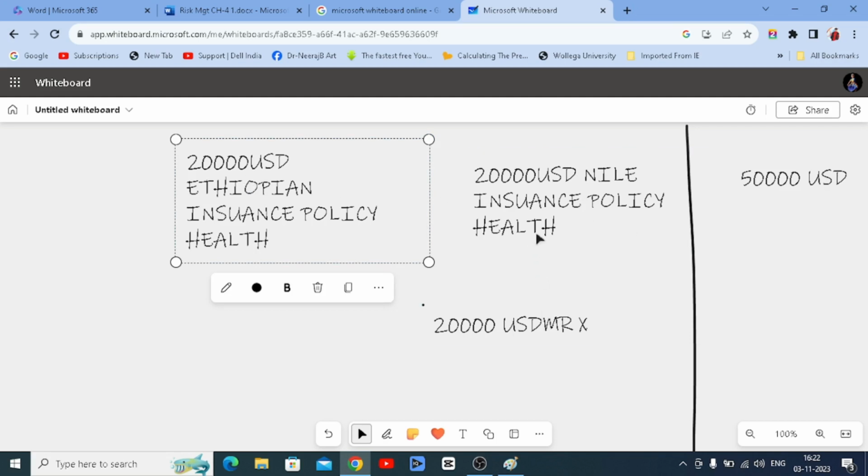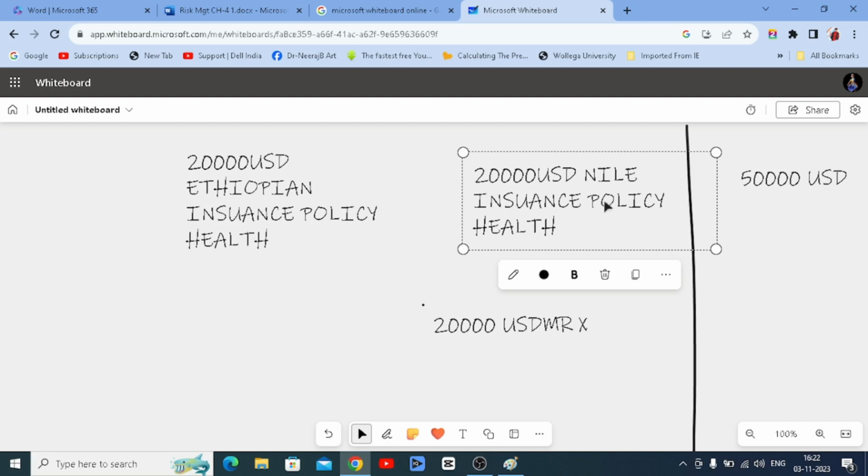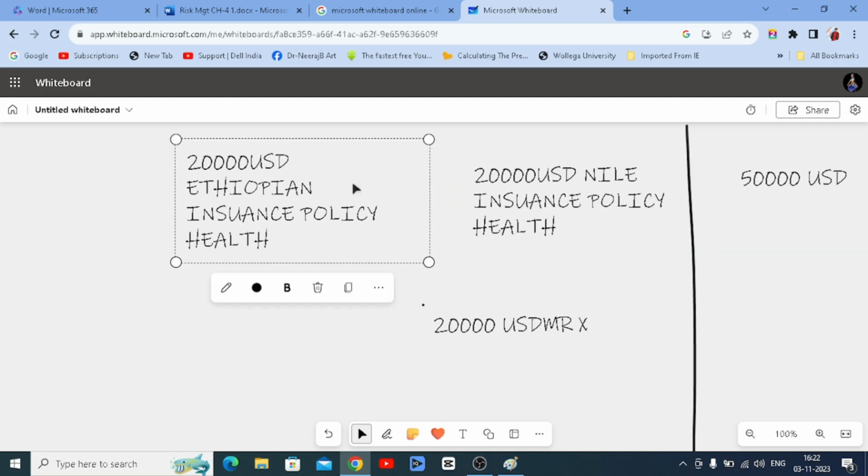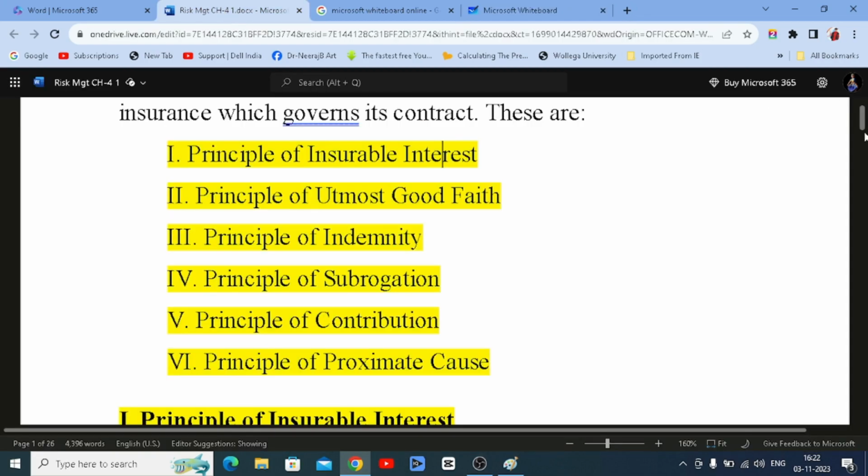So there is a law for that. If there are two policies beyond the claim amount, then there is something called the principle of contribution. If the sum insured is the same, like in this case, both having the same sum insured, then the principle of contribution says that it should be 50-50. 10,000 will be paid by Ethiopian and 10,000 by Nile Insurance. This is called the principle of contribution. But suppose the sum insured is different, then how will you calculate the contribution amount of one insurance company? It can be calculated by this particular formula.